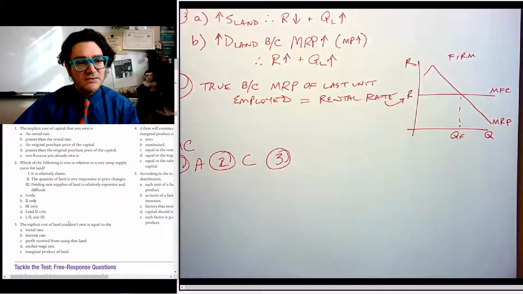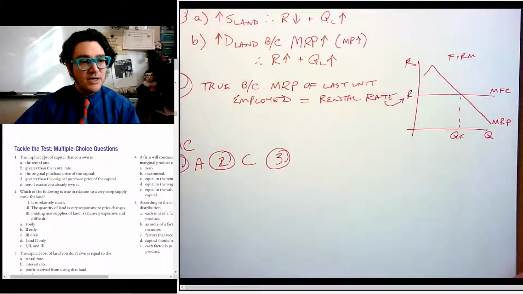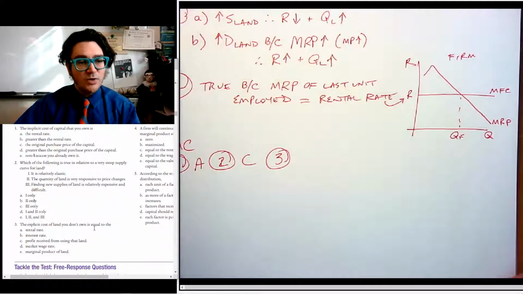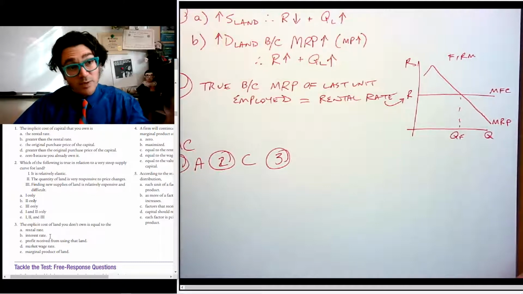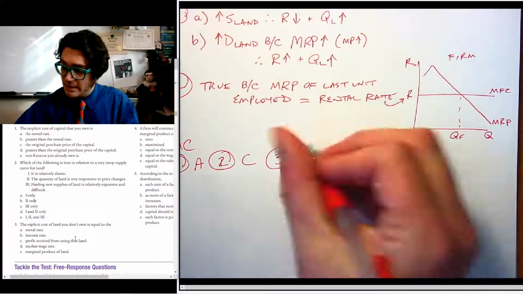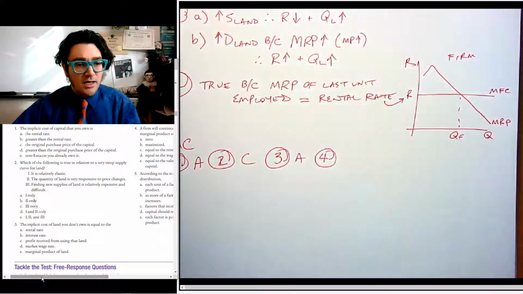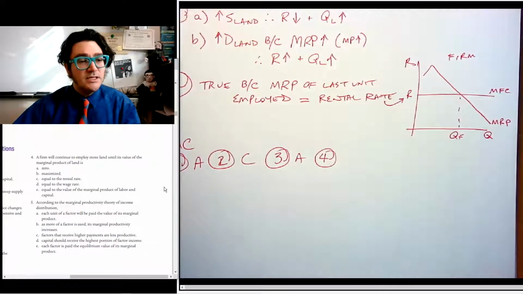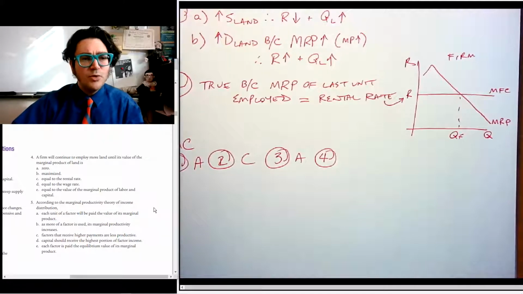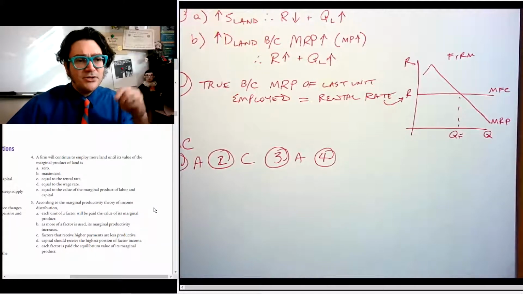The explicit cost of land you don't own, it's the rental rate, again, A. So thinking about 1 and 3, they're asking the same question. If it's something you don't own, the explicit cost is what you'd have to pay for it to get it. So that's the rental rate, A. Just the price. Hopefully your quiz gets those. Those are easy.